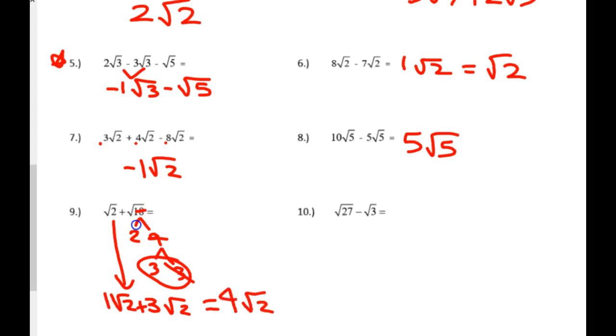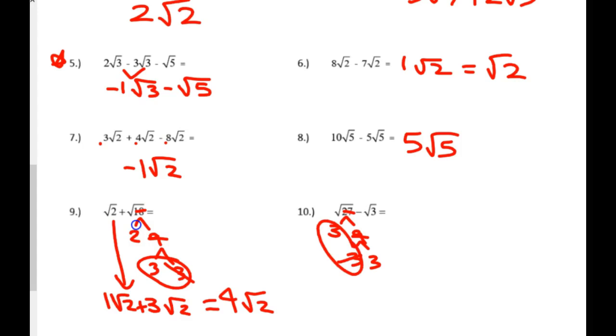Now, number 10, can I subtract those 2 square roots? Not the way they are, but just like number 9, I want to think, can I reduce one of these square roots? So yeah, 27 breaks down to 3 and 9. 9 breaks down, 3 and 3. Do I have any pairs? A pair of 3s, right?